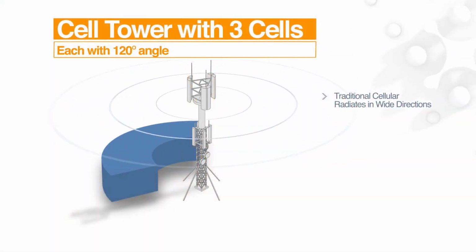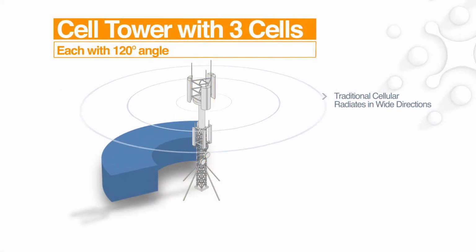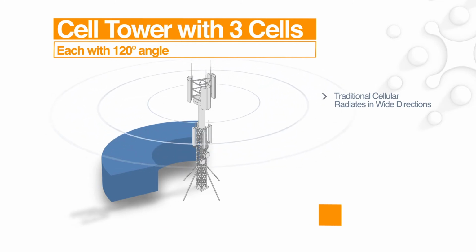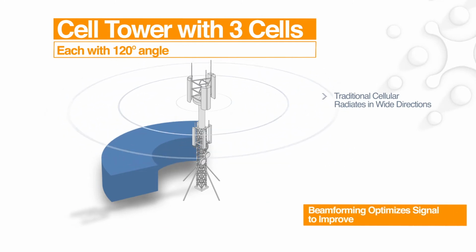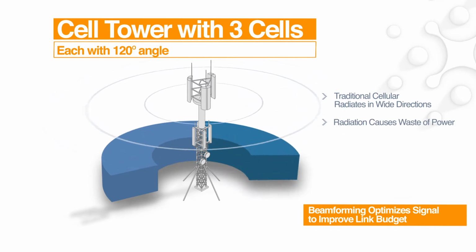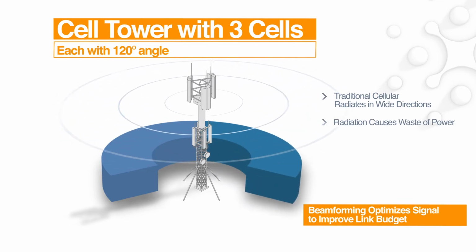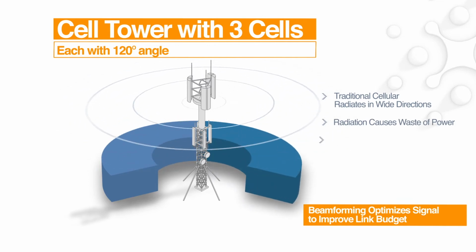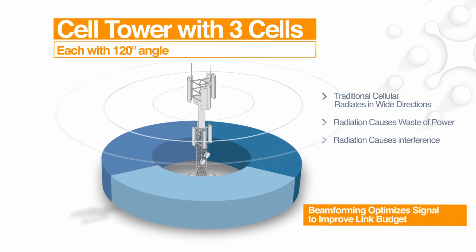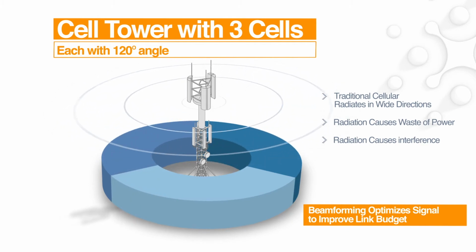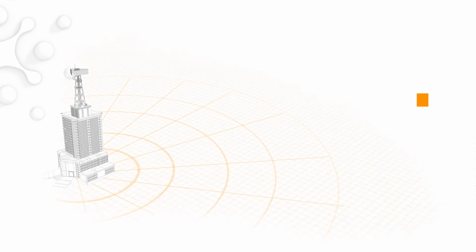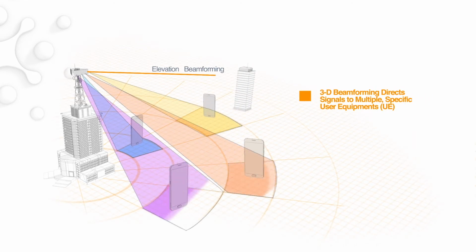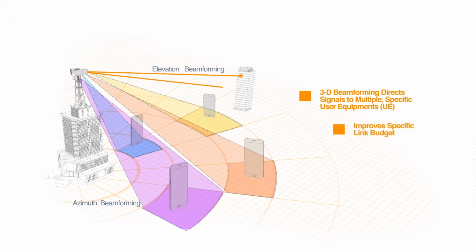Traditional cellular networks would radiate signals in wide directions to provide coverage to clients within a sector, typically 120 degrees. There is significant wastage of radiated power, reducing the link budget to the clients. This also adds to the problem of interference across adjacent sectors. Beamforming alleviates this problem by directing the signals specific to different users and also reducing interference in adjacent sectors.